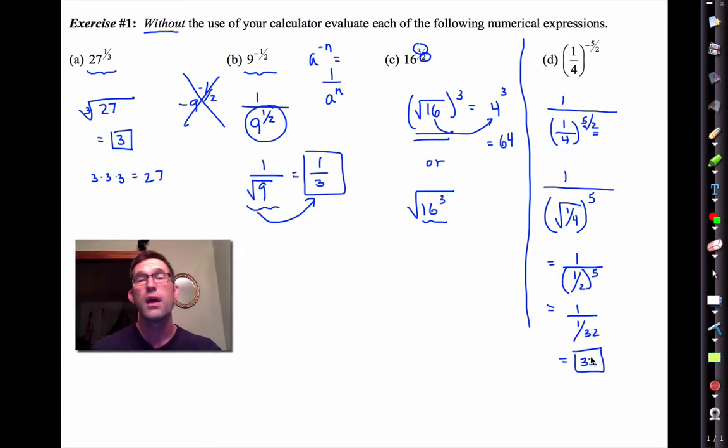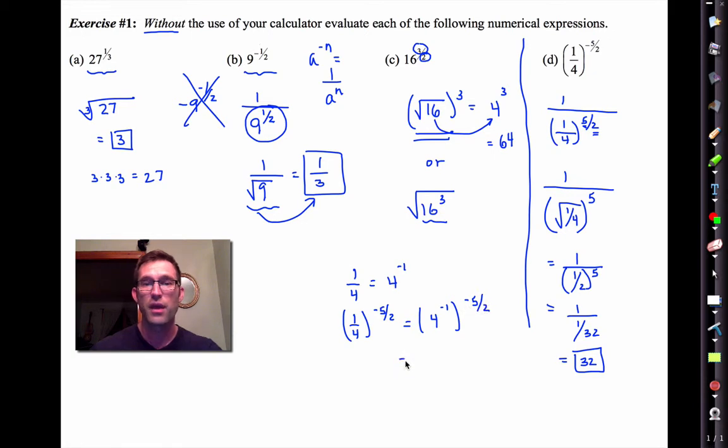All right? Now, there is another way of looking at it. You could look at 1/4 as simply being 4 to the minus 1. So if I have 1/4 to the negative 5/2, that would be the same as 4 to the negative 1, all to the negative 5/2. And now we can use that property that says, well, why don't we just go ahead and multiply those two exponents?